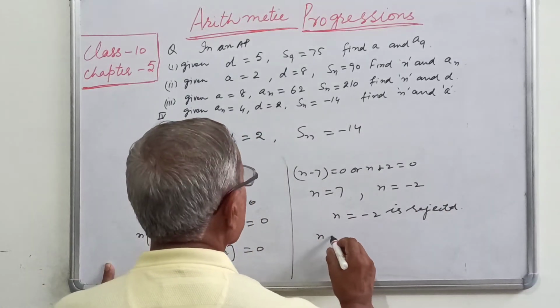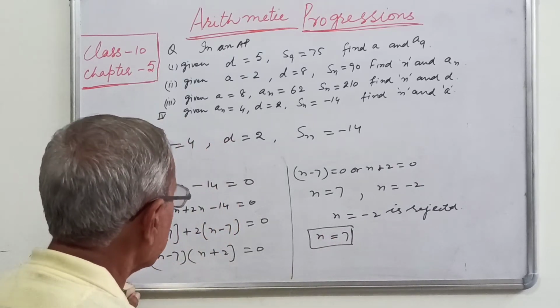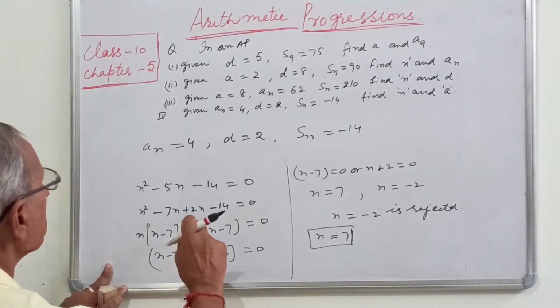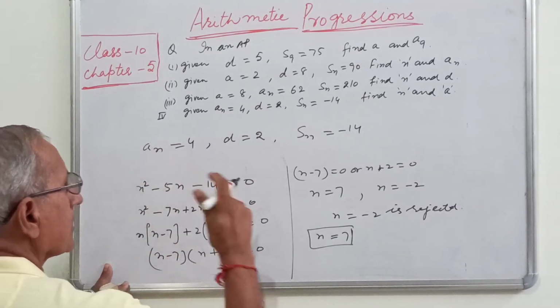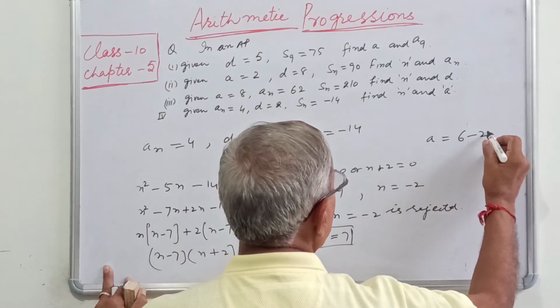Therefore n is equal to 7. So value of n is 7. So we have to substitute the value of n in equations. हमने पीछे a की वैल्यू निकाली थी, a is equal to 6 minus 2n.